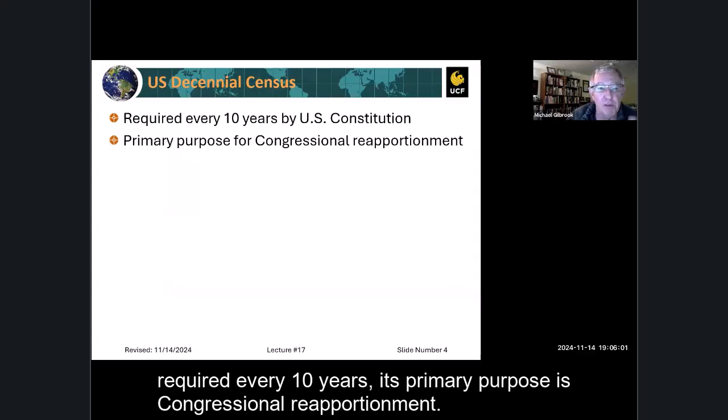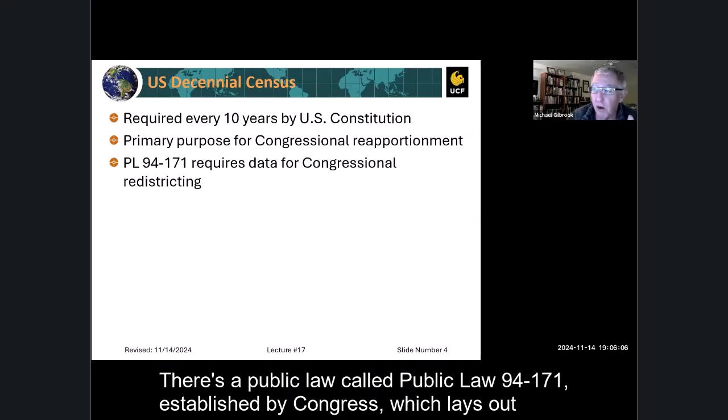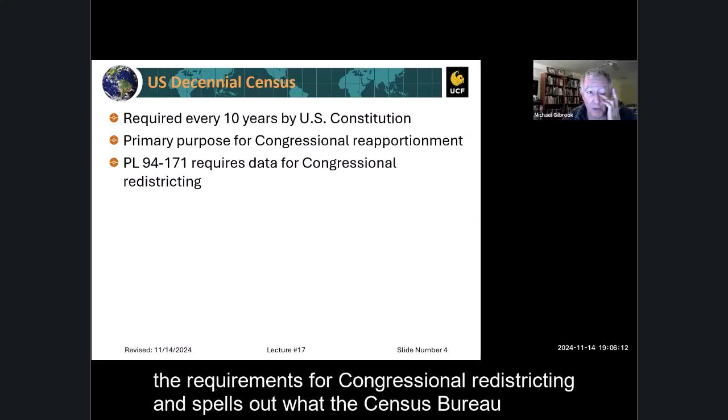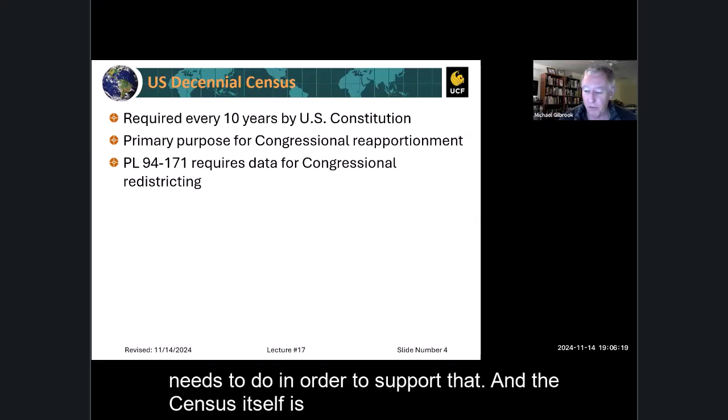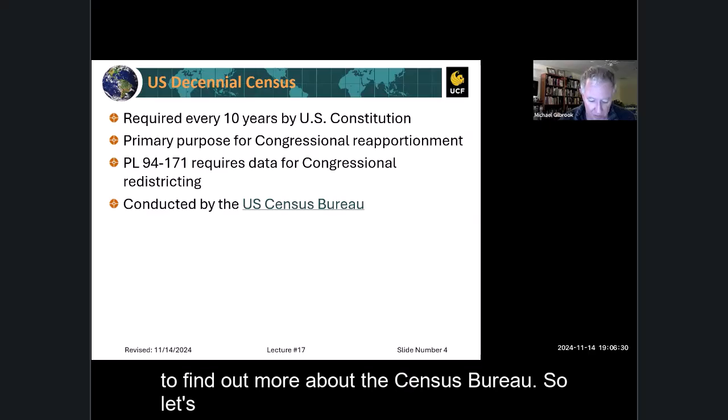Its primary purpose is congressional reapportionment. There's a public law called Public Law 94-171 established by Congress, which lays out the requirements for congressional redistricting and spells out what the Census Bureau needs to do in order to support that. And the census itself is conducted by an arm of the government known as the US Census Bureau, and you can click on that link to find out more about the Census Bureau.